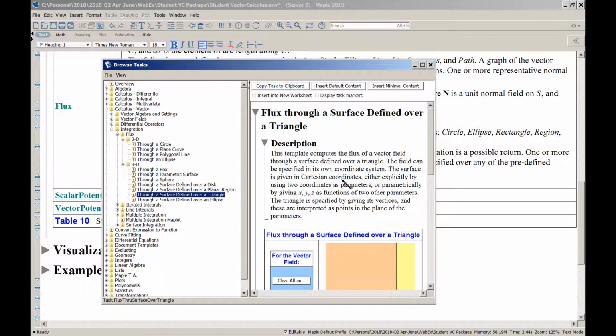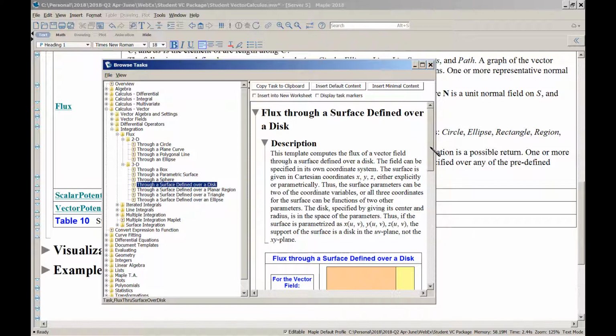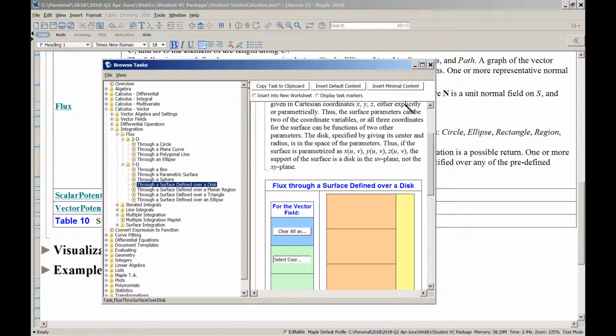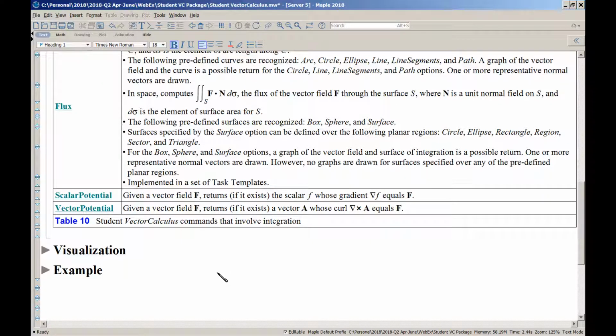For example, this would be for a surface defined over a triangle. This would be a surface defined over a disk. This is a task template. It's inserted by clicking on one of these buttons. Default content means you get all of this verbiage. Minimal content means you get enough to make the thing work. And they were written by me because they are not available through the context menu or panel now.